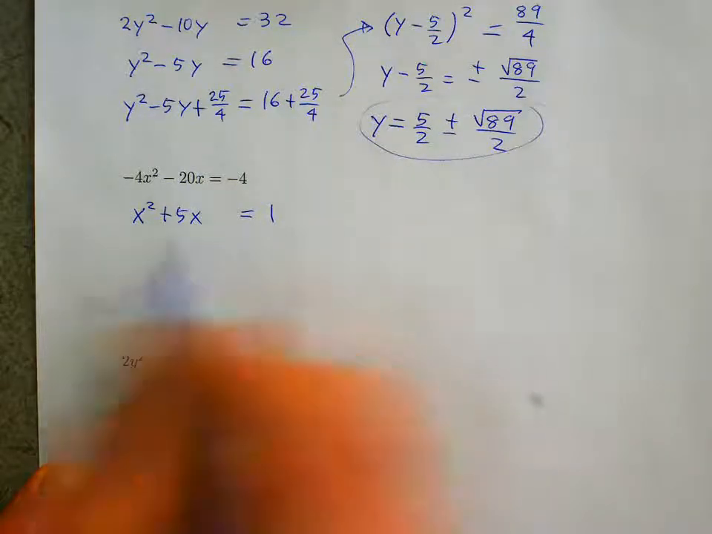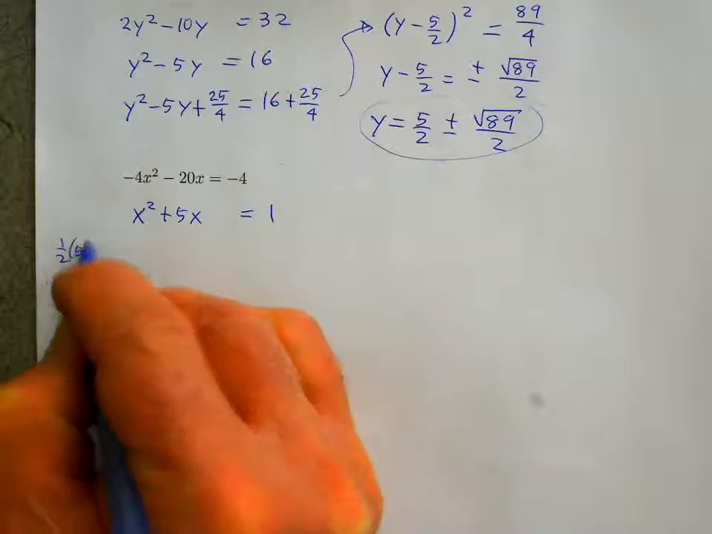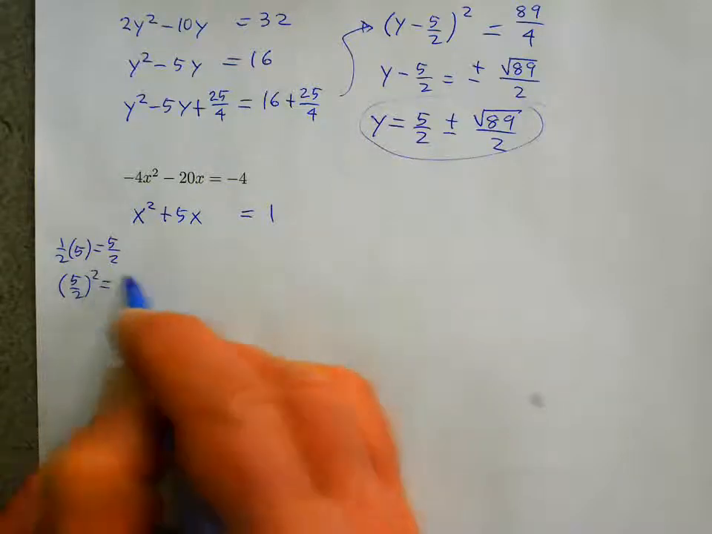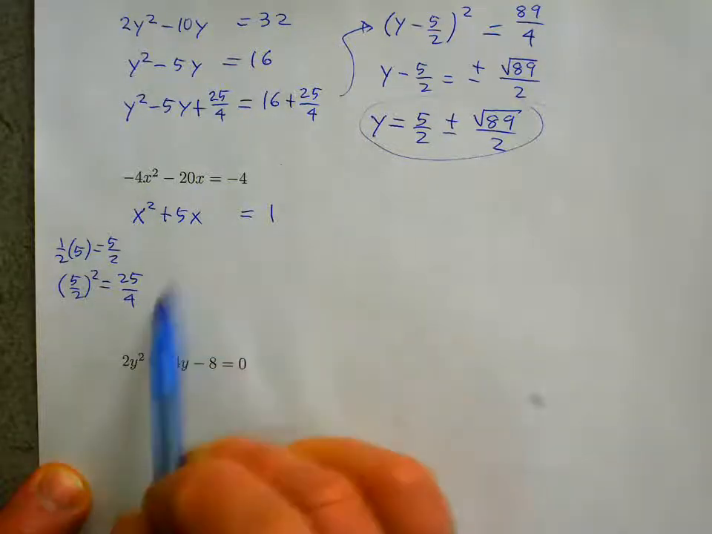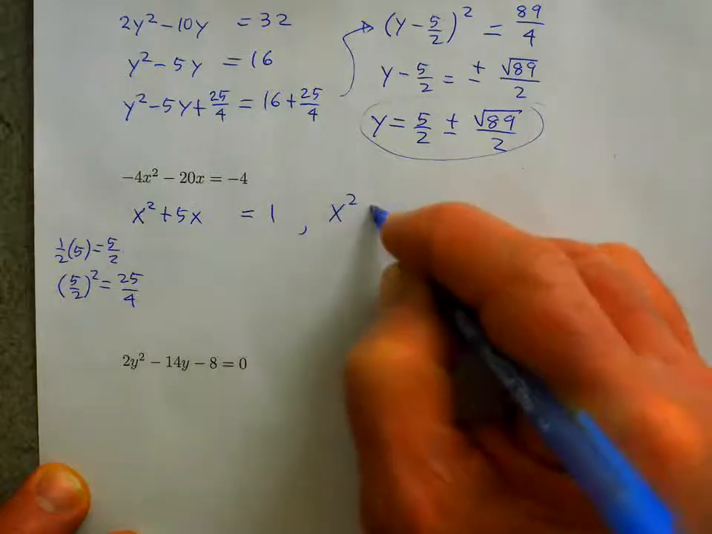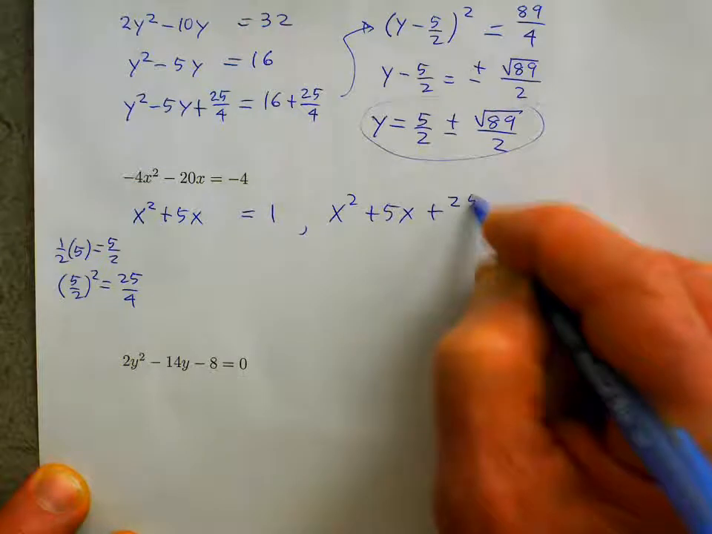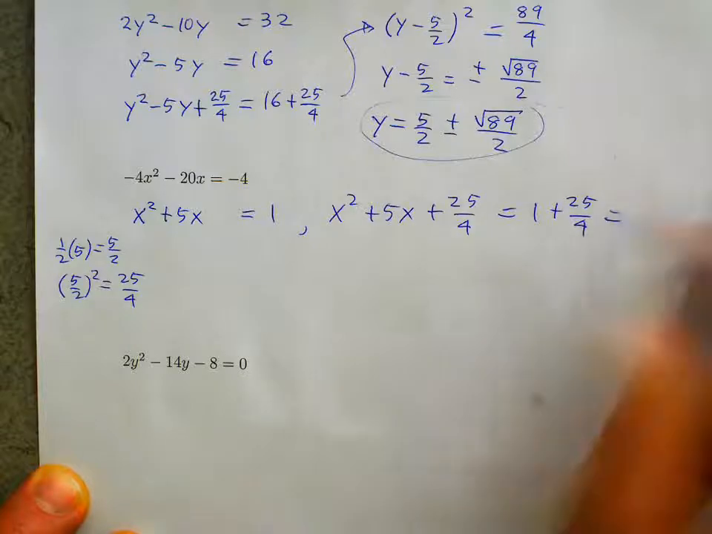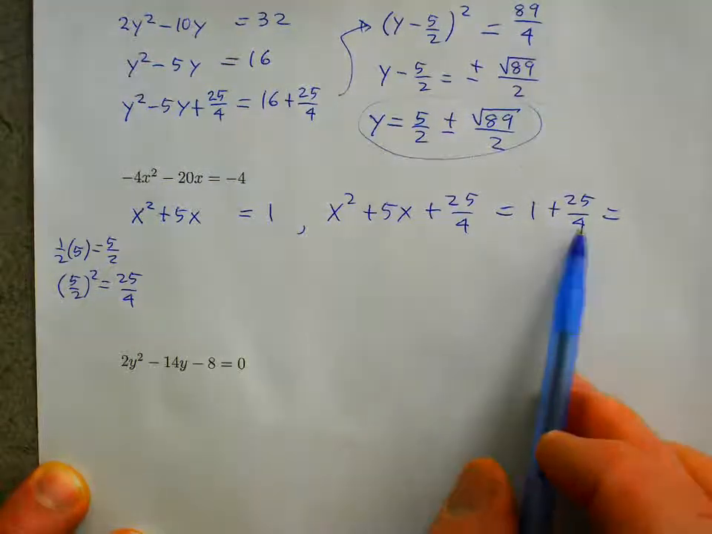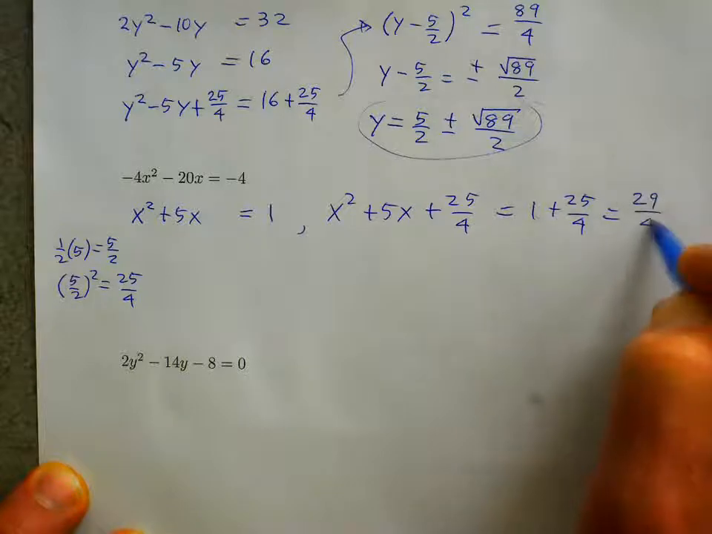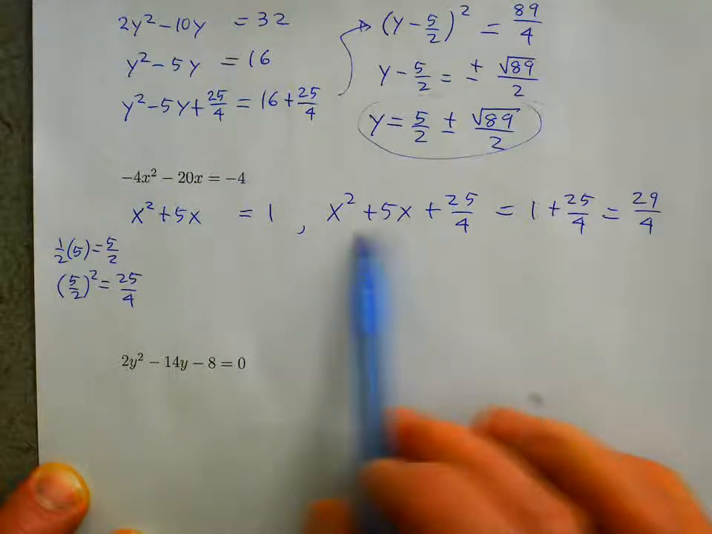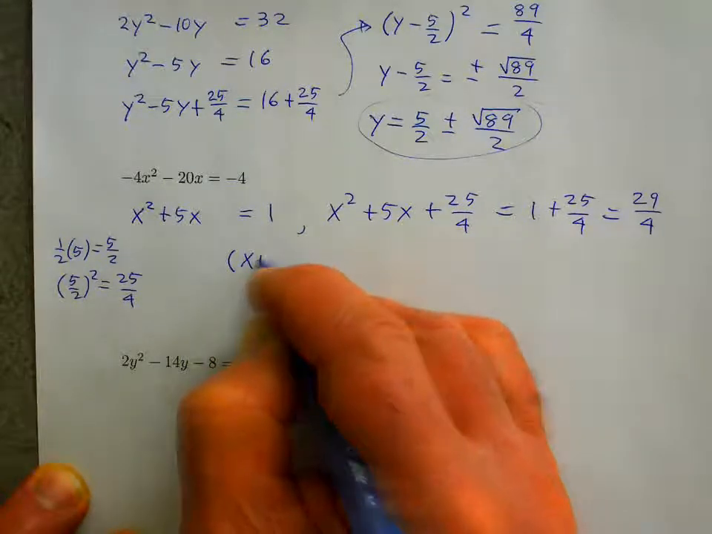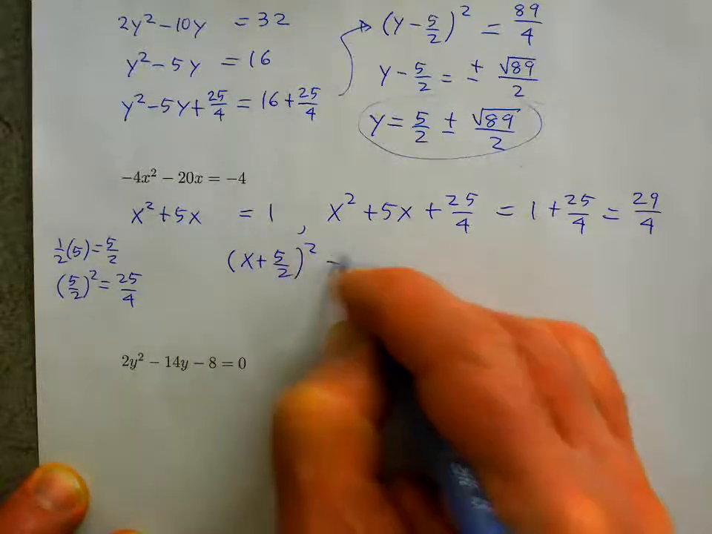Okay, then we take 1/2 of the coefficient of x. 1/2 of 5 is 5/2. And then we square 5/2 to get 25/4. So we add 25/4 to both sides: x squared plus 5x plus 25/4 equals 1 plus 25/4. This is the same as 4 over 4 plus 25 over 4, or 29/4. Then x squared plus 5x plus 25/4 is x plus 5/2 squared equals 29/4.